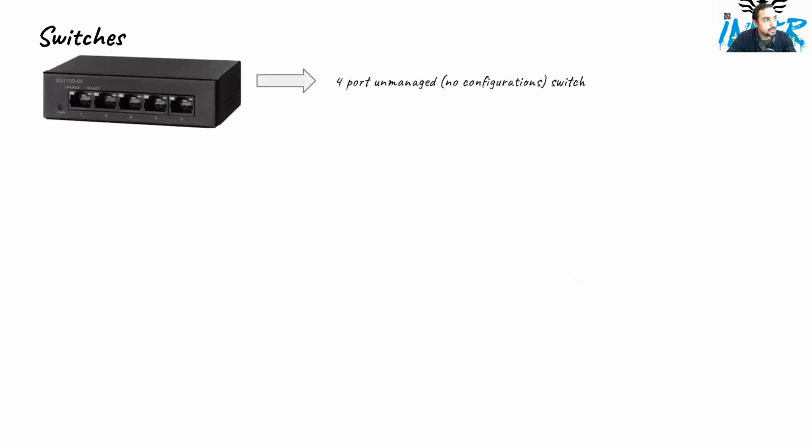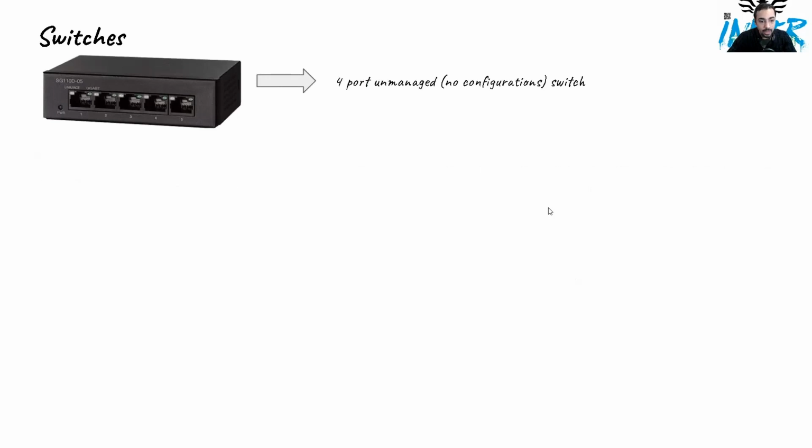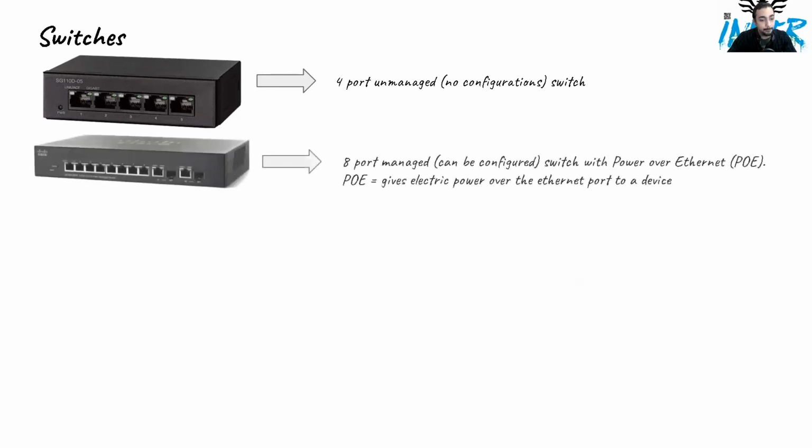So there are a bunch of different types of switches you may run across. So here's a look at some of the common types. We'll start from the least amount of ports to the most. First, we have the 4-port unmanaged switch. So unmanaged means we can't configure it. Comes as is. Next, we have an 8-port managed switch with PoE, or power over Ethernet.